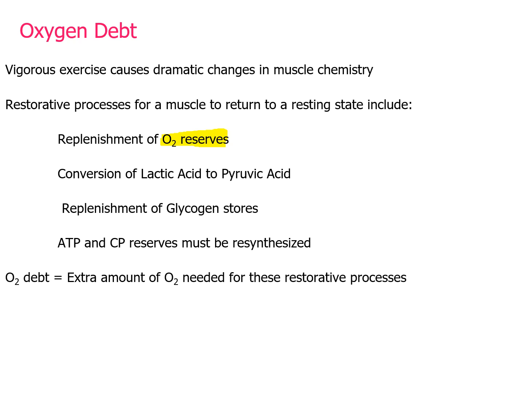The lactic acid that built up, and remember, pH is very important, can change the activity of enzymes, so it can disrupt enzyme activity if the pH goes too low. So the lactic acid has to diffuse out of the muscle into the bloodstream and get carried to the liver, where it gets converted to pyruvate or pyruvic acid. Glycogen stores in the muscles have to be restored.